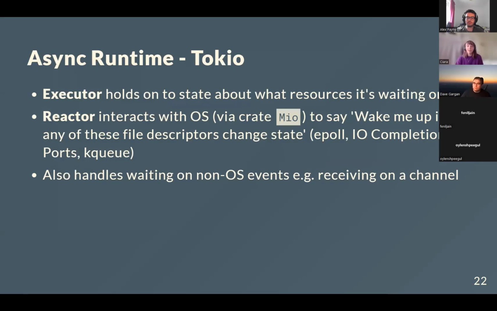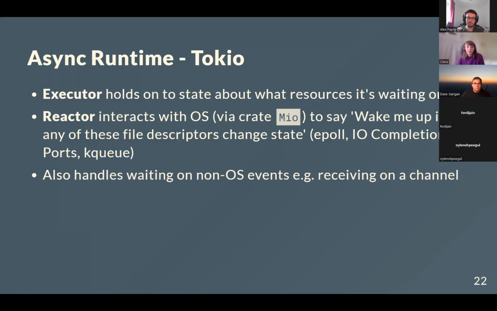It knows when there's activity on this port. It knows when there's something that I can read from it. So I can get the operating system to just wake me up if any of these file descriptors change state. So it will be interacting with, on Linux, epoll, on Windows, IO completion ports, and on Mac, something like kqueue. And it does that via a crate called Mio, which I've never had to use, but this is what it's good for. It can handle those interactions with the operating system.